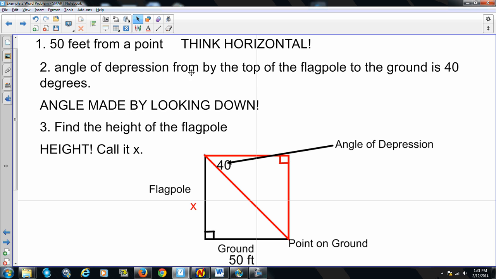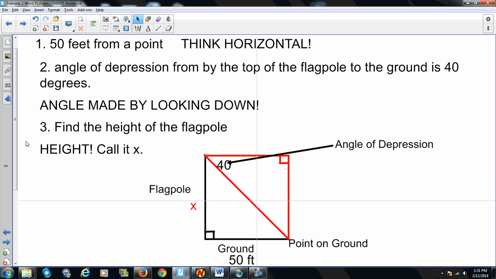Then we have the angle of depression from the top of the flagpole to the ground is 40 degrees. If my flagpole is right here, and the horizontal going out from the top of my flagpole is right here, and if the flag had eyes and was looking down to the same point on the ground, we would create an angle of depression right here of 40 degrees. And then the height of the flagpole, we're just going to call it x. That's what we want. We want to know how tall.